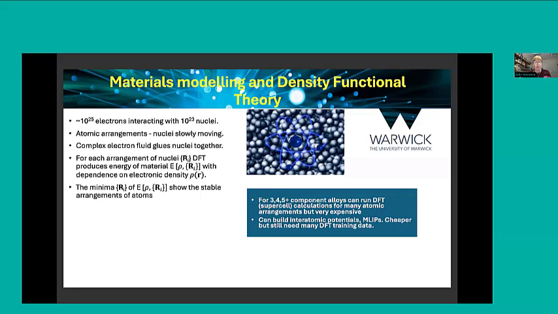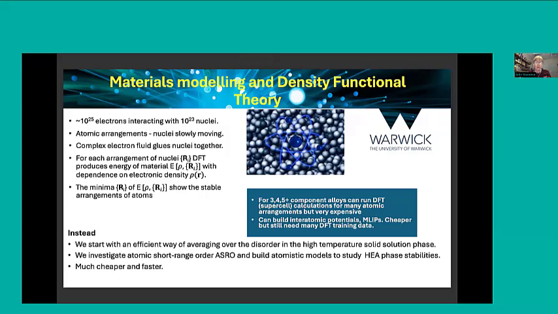So what I'm going to describe is a fast method. It's more approximate, but it is a fast way of averaging over the disorder in the high temperature solid solution phase. So we start with an effective way of describing this high temperature phase. Once we've done that, we then rigorously set up a theory and a computational method to describe the atomic short range order that could arise in this solid solution phase as it's being cooled towards a possible transition temperature.